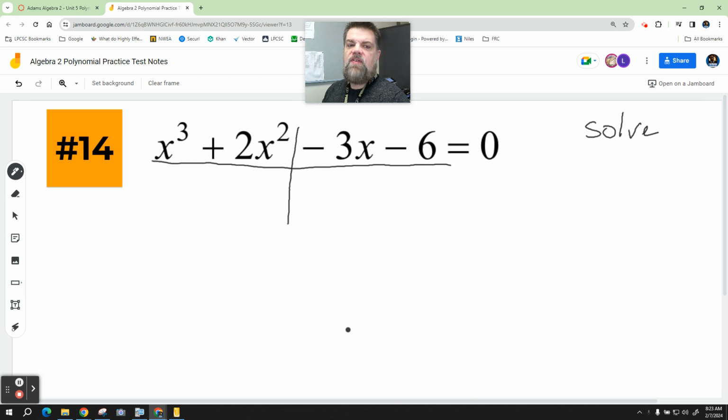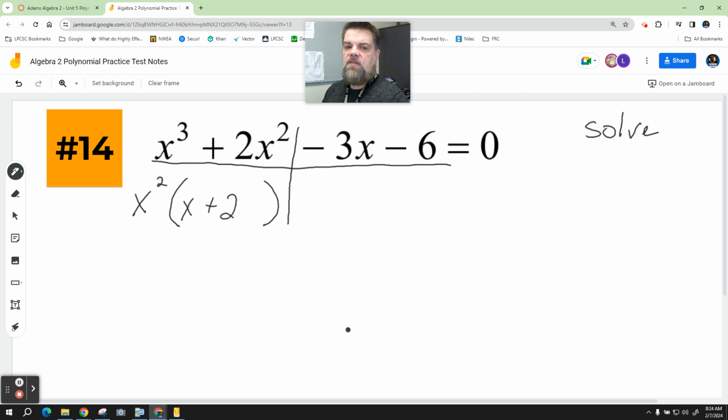And I think, what can I factor out of these first two terms? Well, they both have an x squared at least. So I look for the numbers, nothing I can factor number-wise. But I could probably factor out an x squared. And then I got to think to myself, what do I multiply x by to get x cubed? Just x, right? And then what do I multiply x squared by to get 2x squared plus 2?